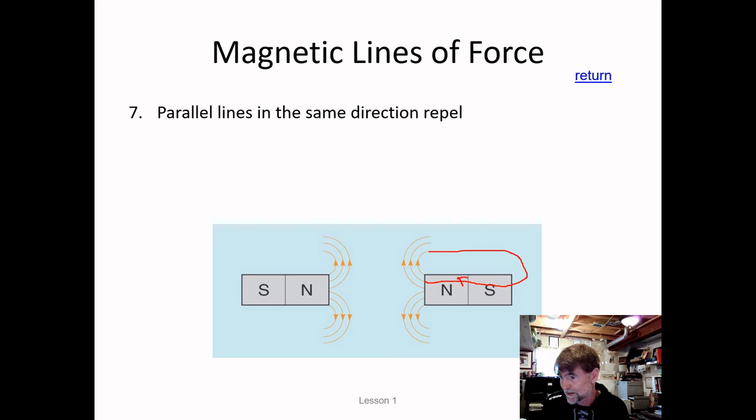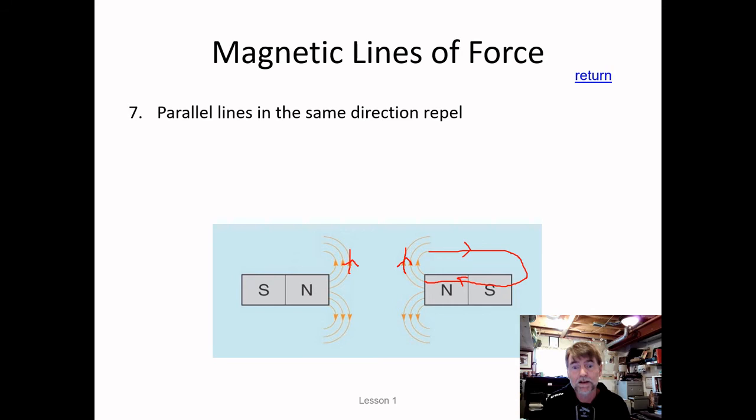Okay, now parallel lines in the same direction repel. So from this bar magnet on the right, we have a parallel line right there pointing up. And from this bar magnet on the left, we have a line right there, which is parallel to the other line, also pointing up. So there are two parallel lines of flux in the same direction, and they push against one another. And that is why two north poles or two south poles, okay, like poles repel. It's because of the behavior of these lines of flux.